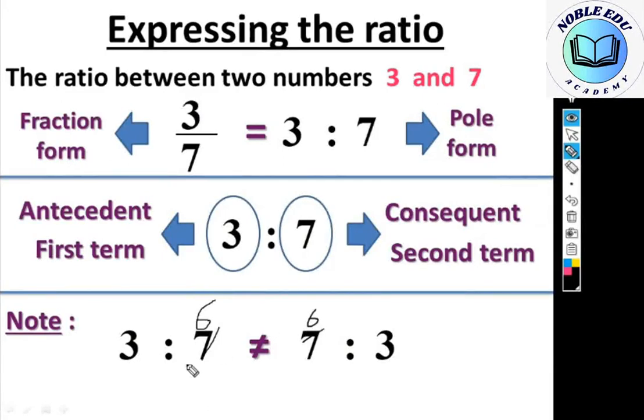I want to write it as a fraction. I have here 3 over 6 and here 6 over 3. When we simplify 3 over 6 by 3, 3 divided by 3 equals 1 and 6 divided by 3 equals 2. For 6 over 3, 6 divided by 3 equals 2 and 3 divided by 3 equals 1, and 2 over 1 equals 2. So you have one half here and 2 here. The same number? No. So you can't say 3 to 7 equals 7 to 3. No, not equal. Okay? It's very important.